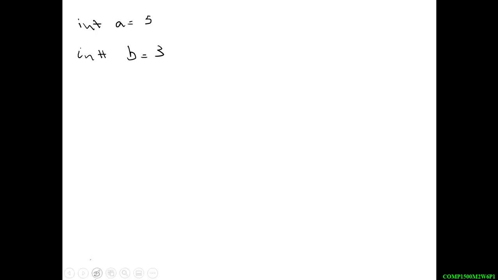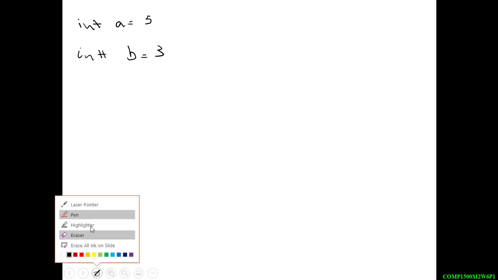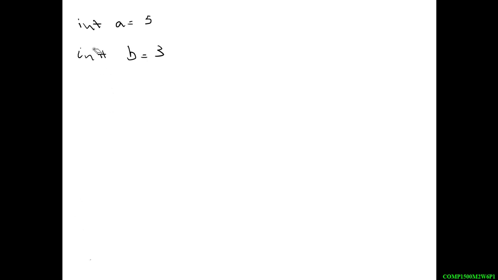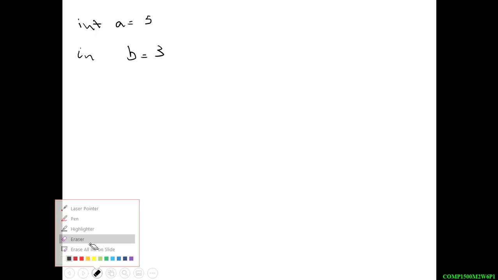Now I will say a minus equal b plus 2. Now, in order to do this, we need to evaluate the values over here. So it will be a is equal to a minus b plus 2.